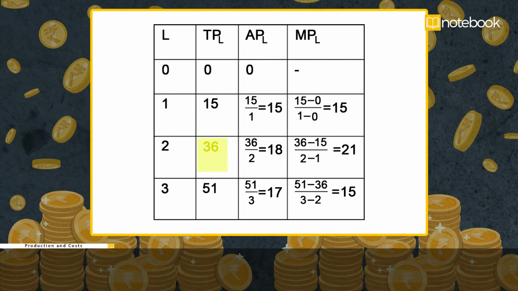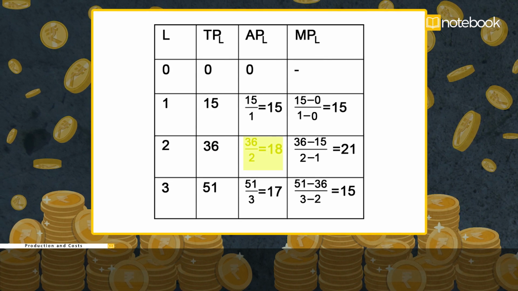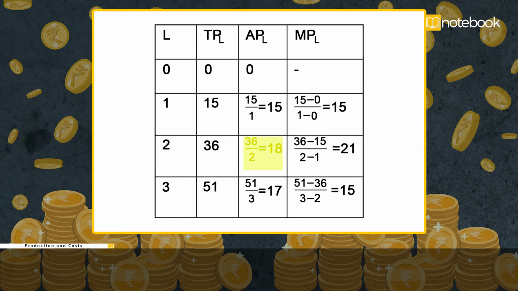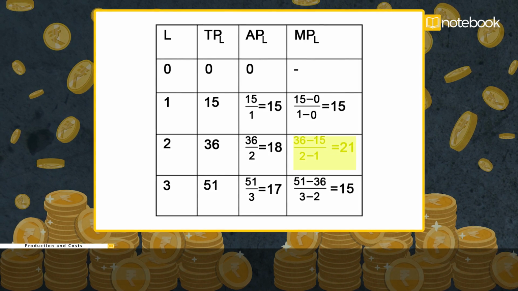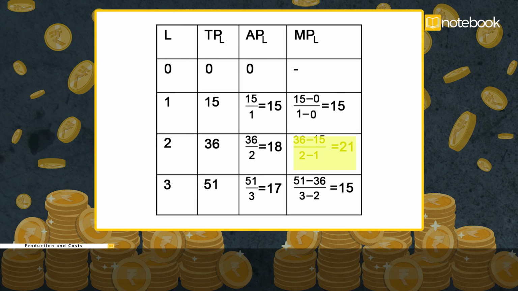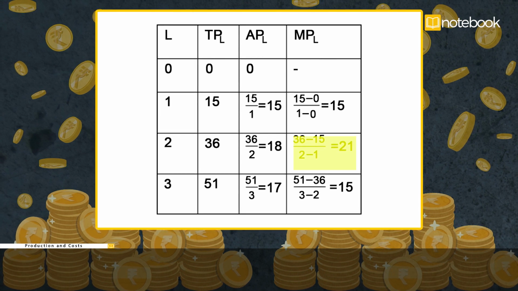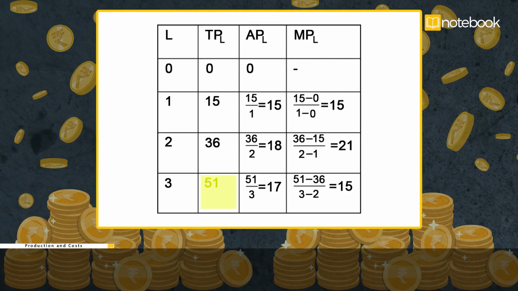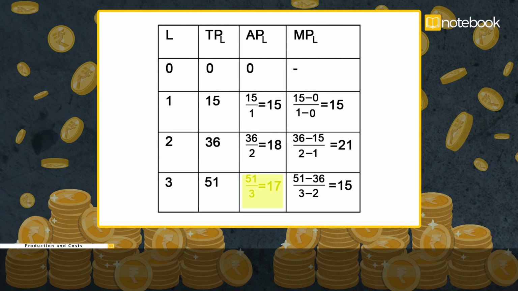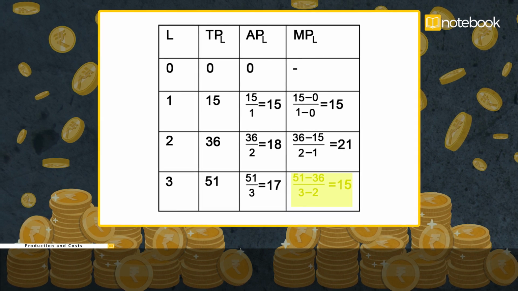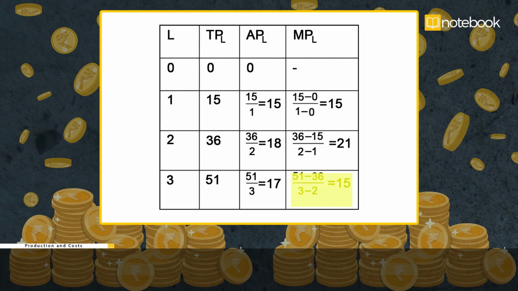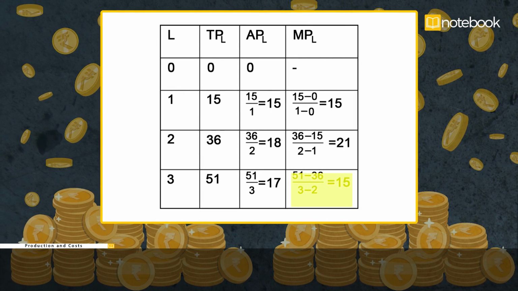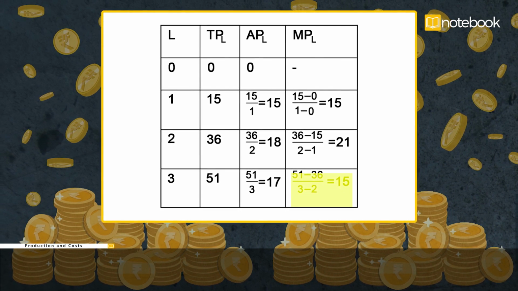2, 36. 36 over 2, which equals 18. 36 minus 15 over 2 minus 1, which equals 21. 3, 51. 51 over 3, which equals 17. 51 minus 36 over 3 minus 2, which equals 15.